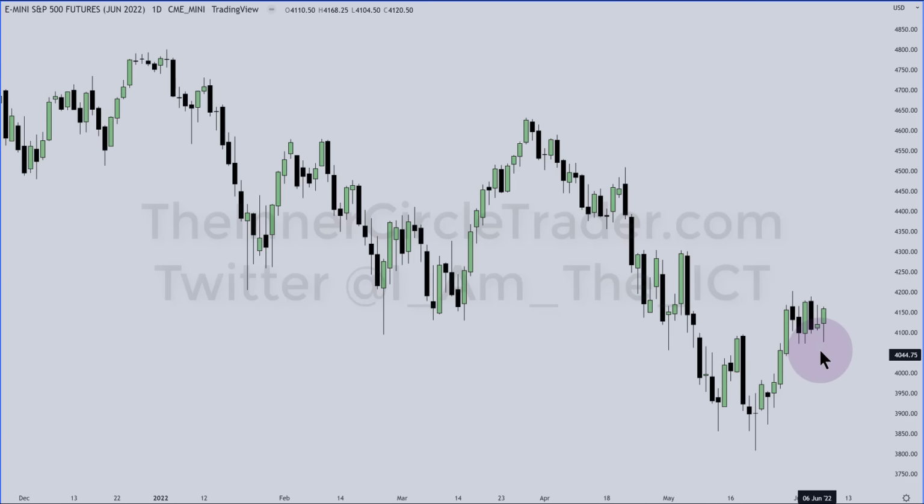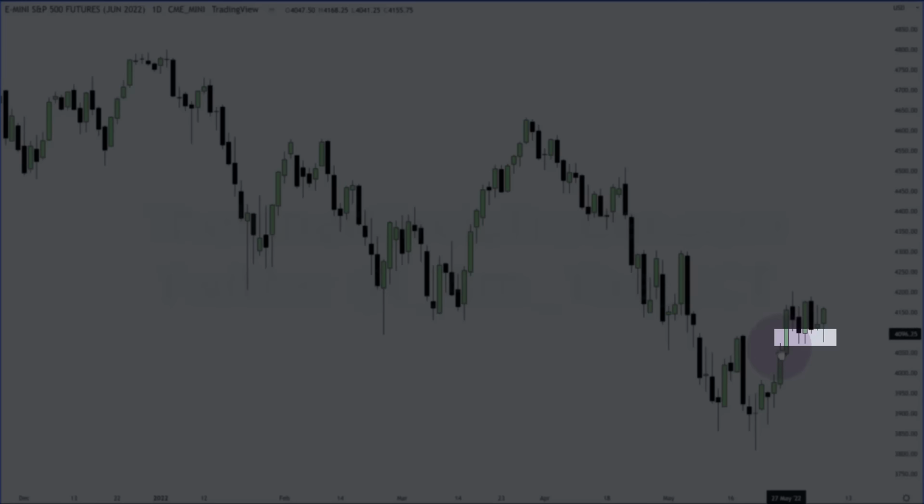So initially on Twitter, if you were following me on that platform, I mentioned how I was going to start the day looking for a potential run to 4070. Okay, so 4070 was my initial draw on liquidity to see if it would want to reach down into that level. If you look in this area here, that's my fair value gap.